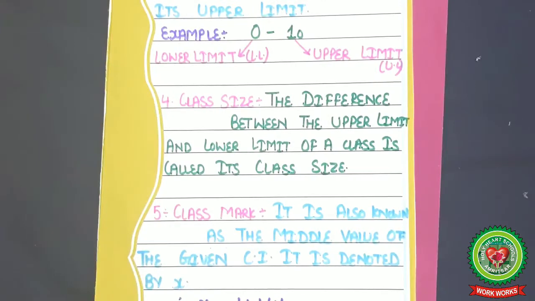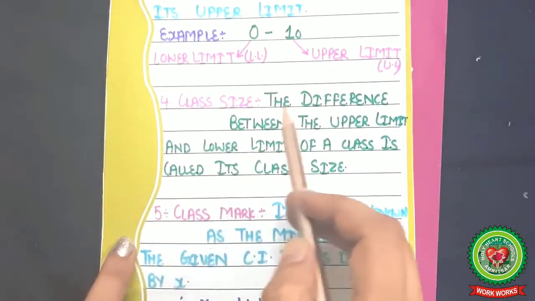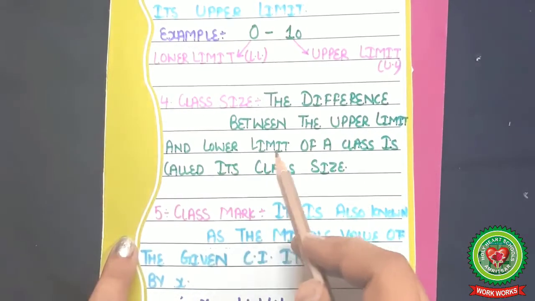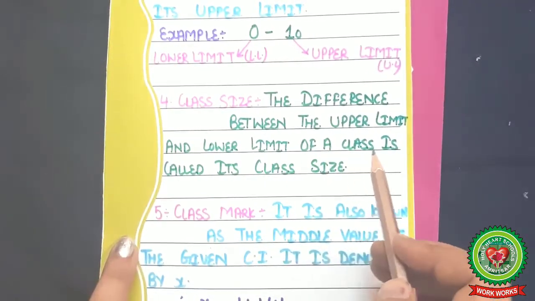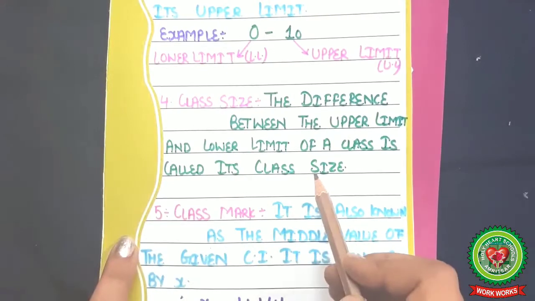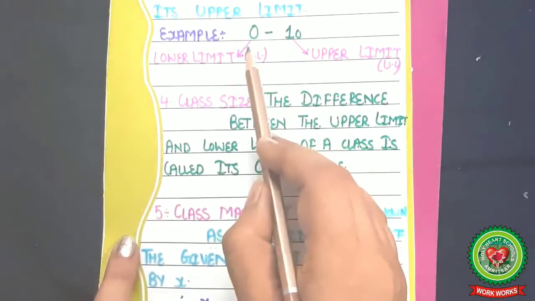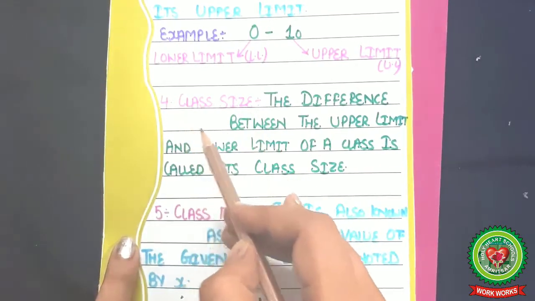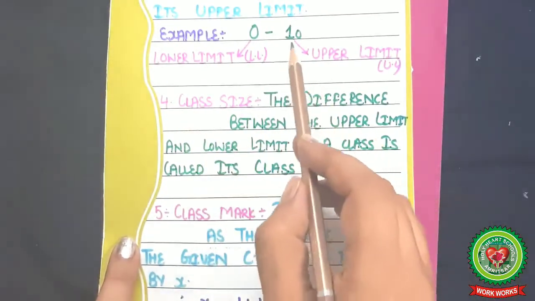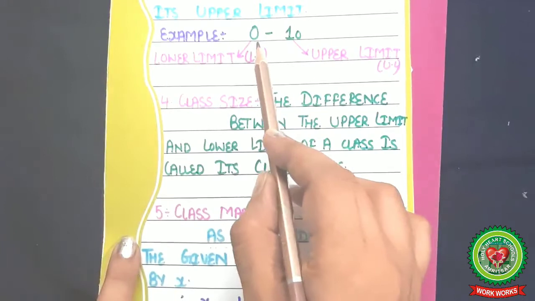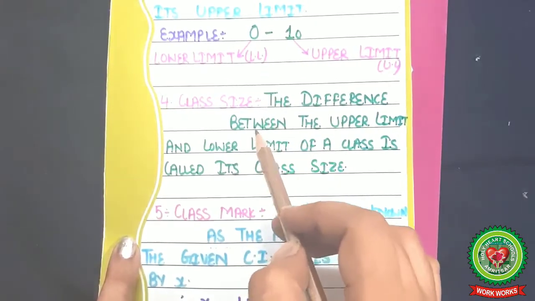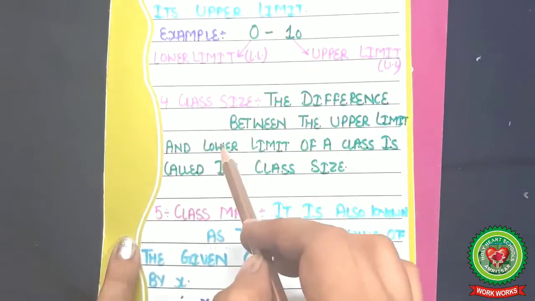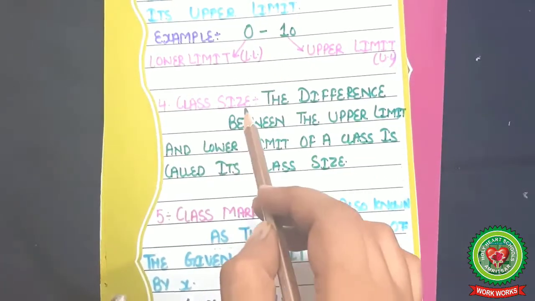Next term is class size. It is the difference between the upper limit and lower limit of a class. See, here I have taken the example as 0 till 10. So it is the difference between the lower limit and the upper limit. So if we subtract 10 minus 0, we'll get 10. So what is the class size in this case? This is 10. So this was the definition of class size.